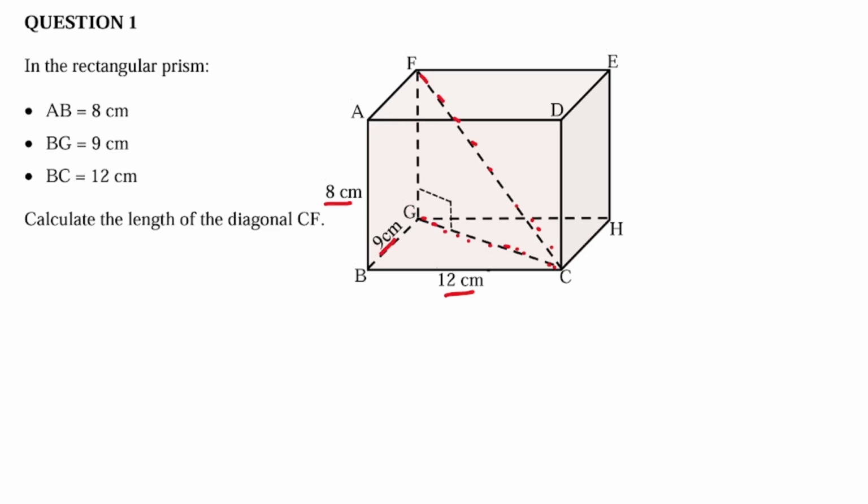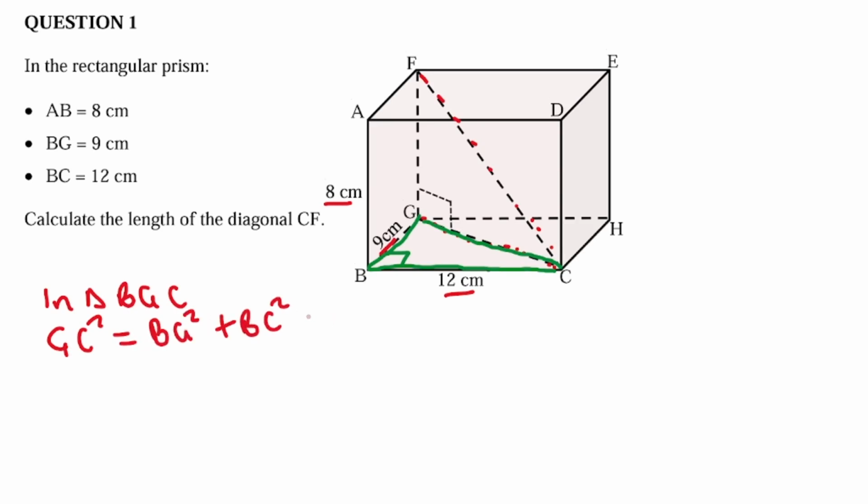Right, let's start by looking at triangle GBC. Triangle GBC is a right angle triangle because this angle here is 90 degrees. So we can find GC using this triangle. In triangle BGC, GC squared is equal to BG squared plus BC squared. That is Pythagoras.